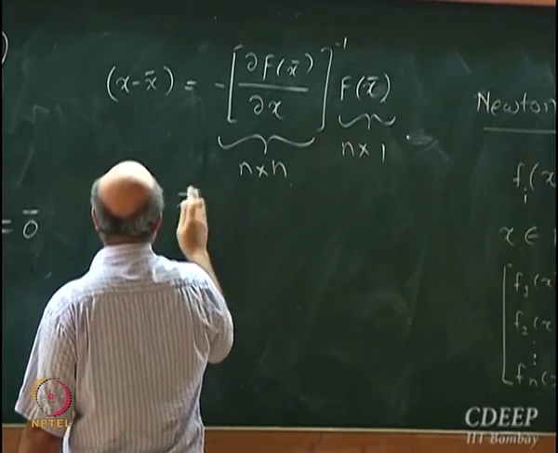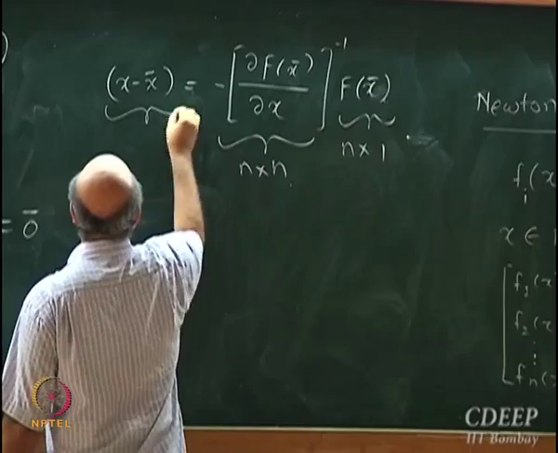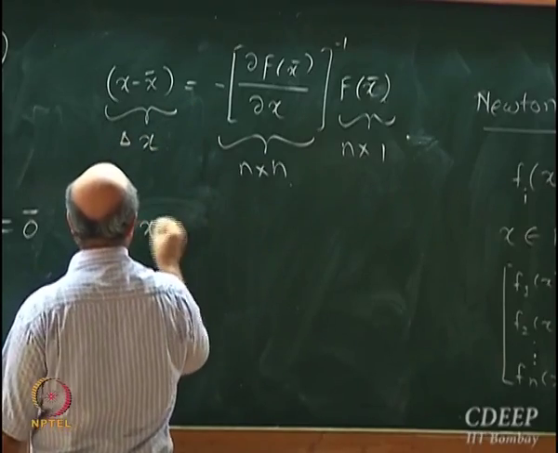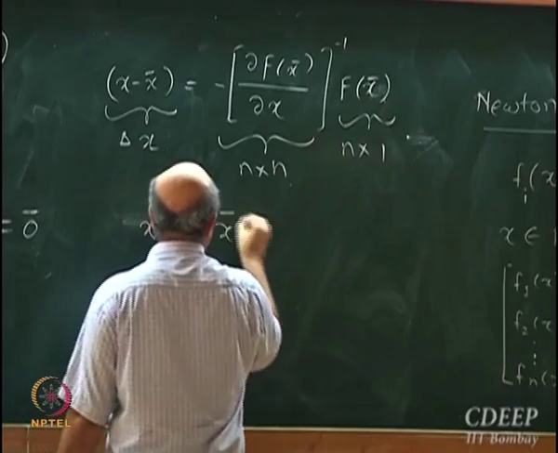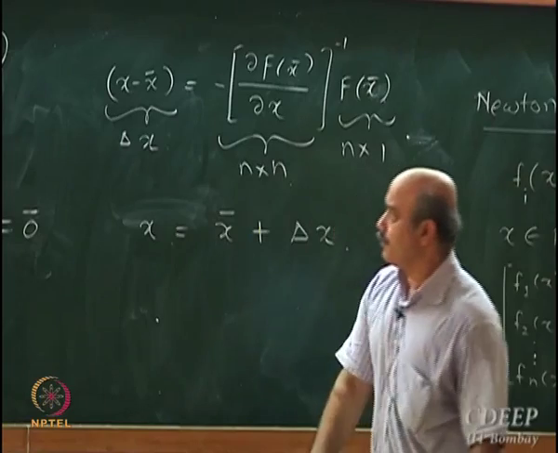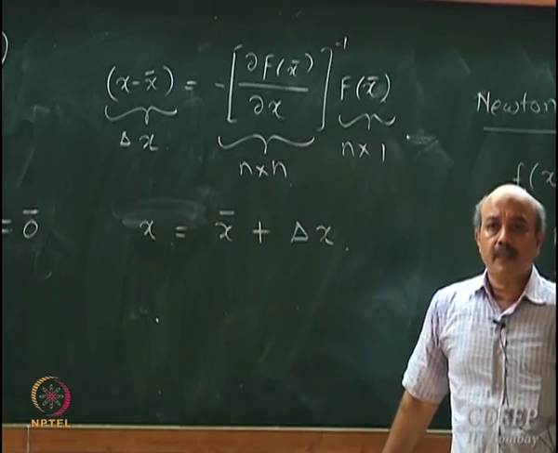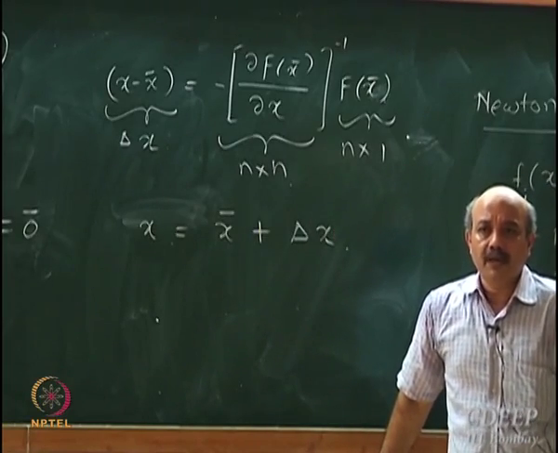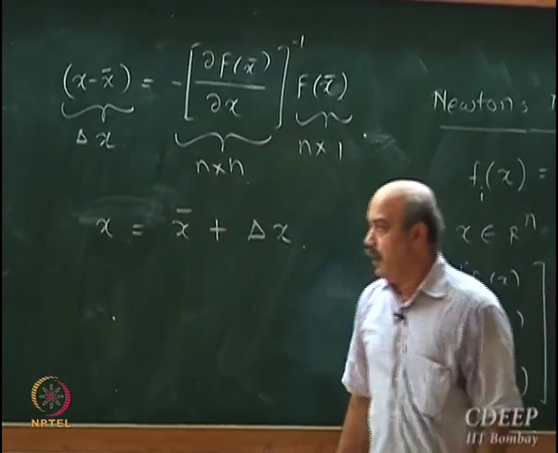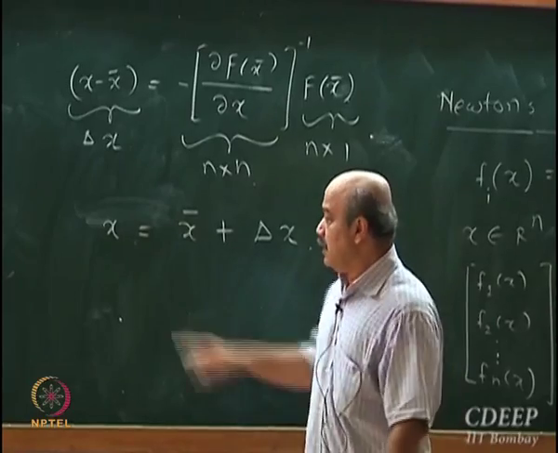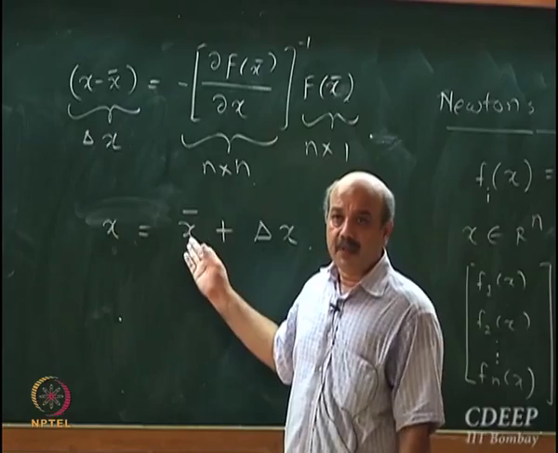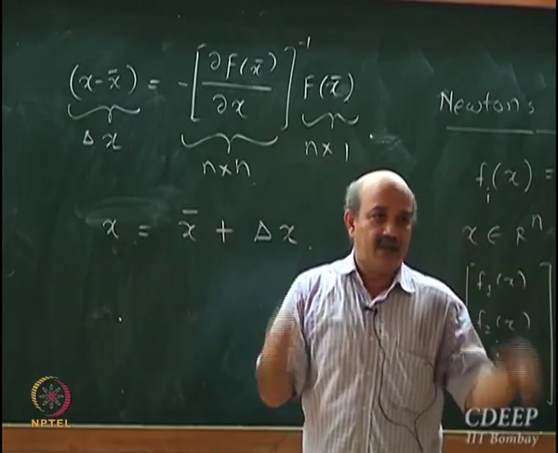And I get a new point. Let me call this quantity delta x. Then I can write x is equal to x bar plus delta x. It will rarely happen that this new x which you get here is the exact solution. You started from x bar. Let's try to understand what you have done.